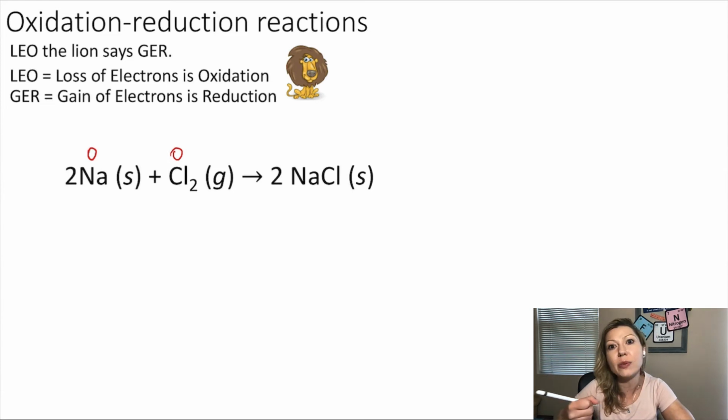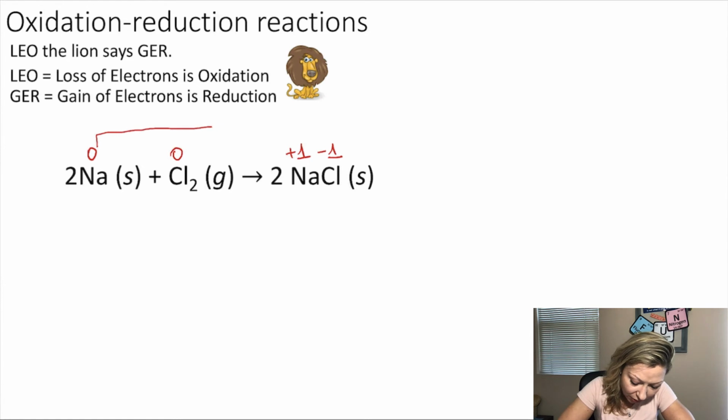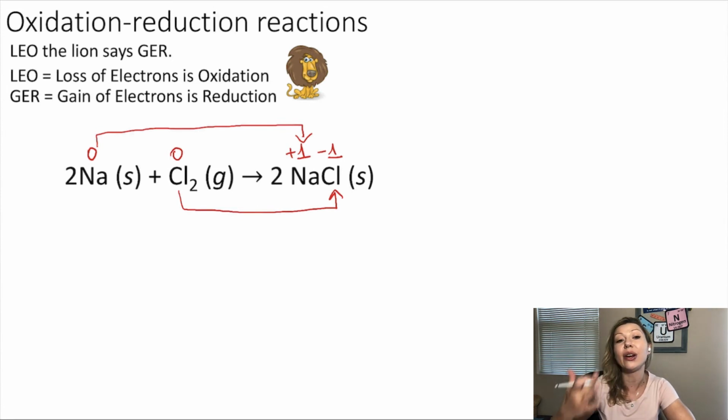How about sodium in sodium chloride? It is a group 1A metal, so this is going to be +1. How about chlorine? It is going to be -1, right? Based on the rules that we discussed on the previous slides. So what happened to sodium? Sodium actually went from 0 to +1, right? So it actually lost electrons. And then chlorine went from 0 to -1, so it actually gained electrons.